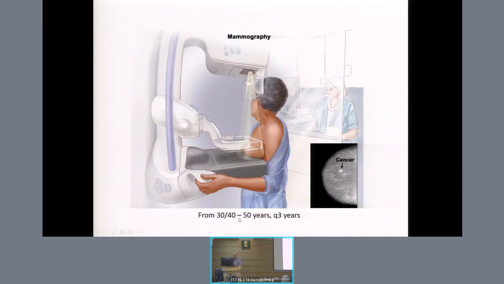We start here from 30-35 age. In Europe it is 50. In America it is 50 age when they start, and it is done every 3 years. If everything is okay, every 3 years. If there is the diagnosis and there is suspicion, then every year. So this is mammography which is done. It is a form of low energy X-ray of the breast.